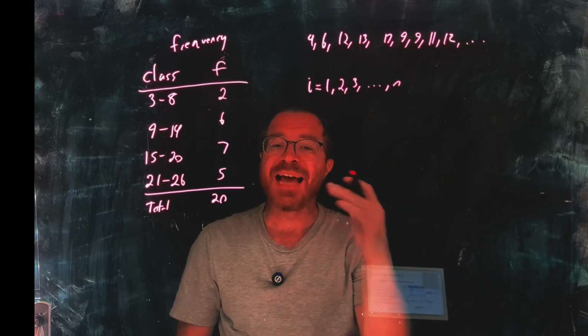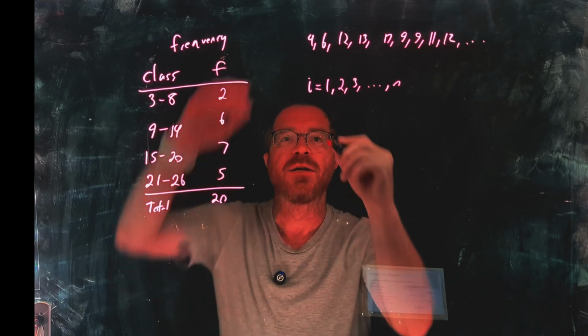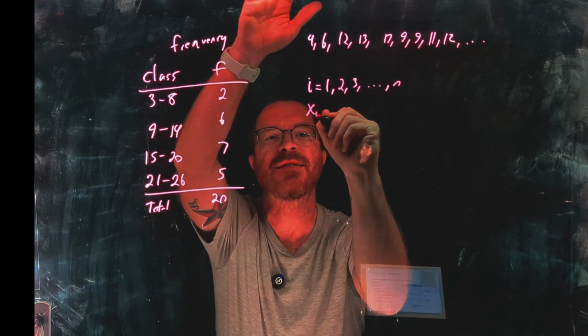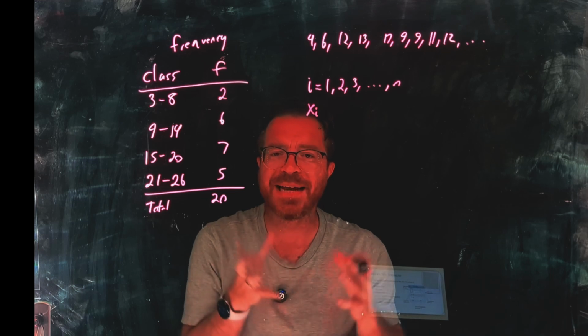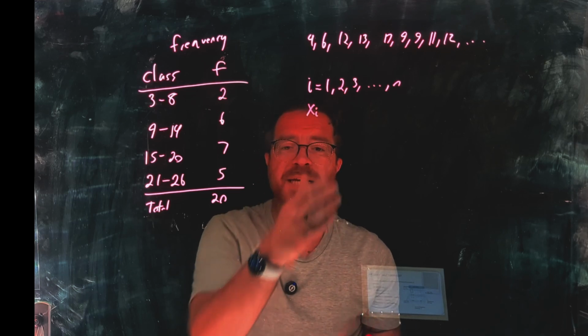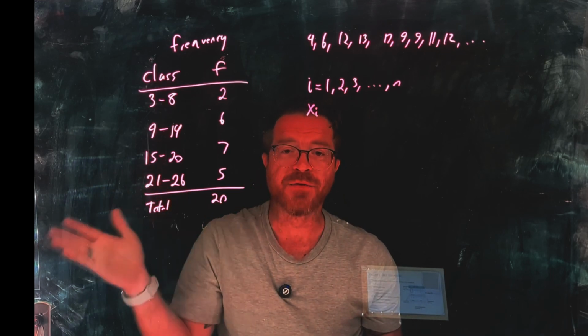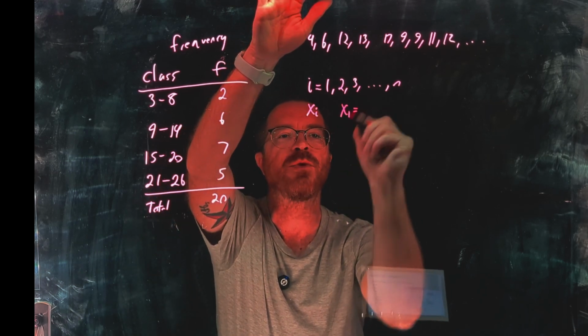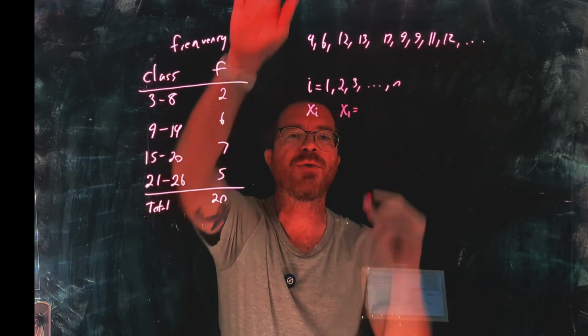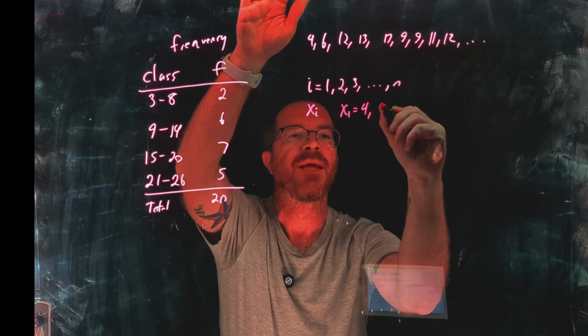So this means that each of these is just indexing to tell us which thing we are looking at. Next we have the outcome of our data. If we have x sub i, all this means is that x is just a way that we represent an outcome. So x sub i means the outcome for index i. For example, x1 would be the first outcome.